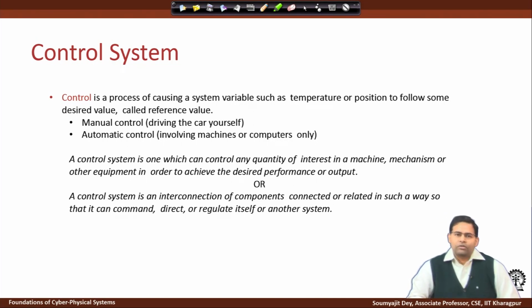Okay. So, in general I can say that a control system is one which can control any quantity of interest in a machine, a mechanism or other equipment in order to achieve some desired performance or output value. Or it is an interconnection of components connected or related in a way so that it can command, actuate, direct, regulate, whatever you call it, itself or any other subsystem which is a part of it.